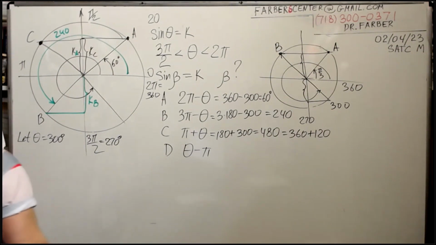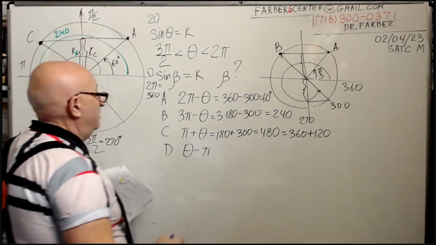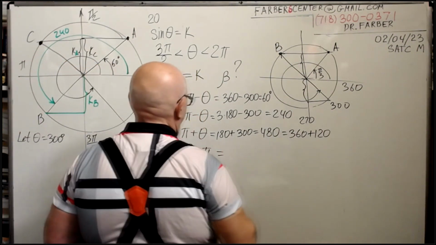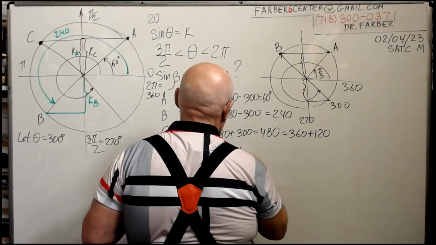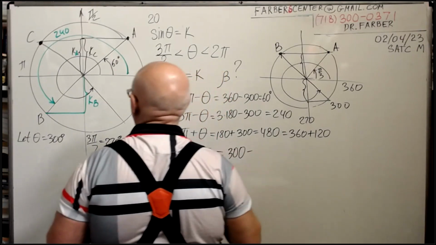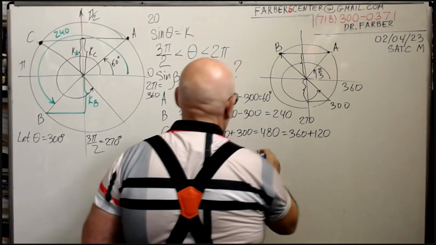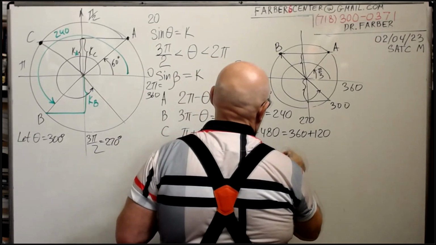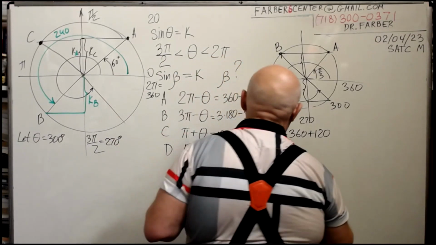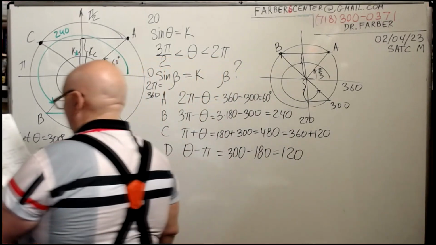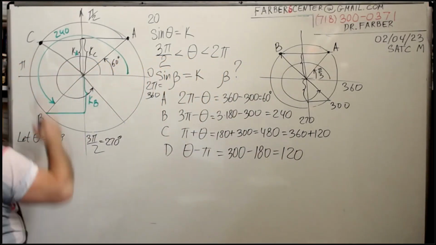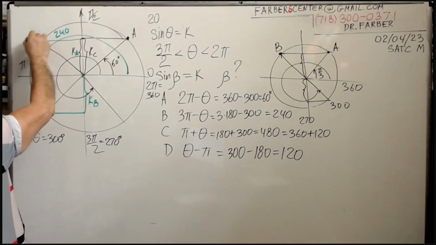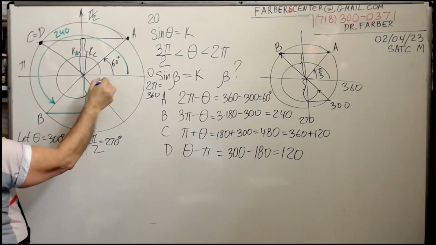And finally, theta minus pi. Theta is 300 minus pi, which is 180, which gives 120. It also goes to the same point. Why? Because it's 120 degrees.